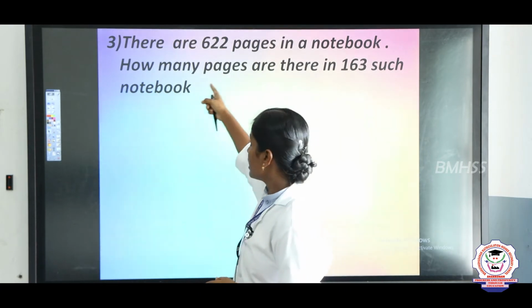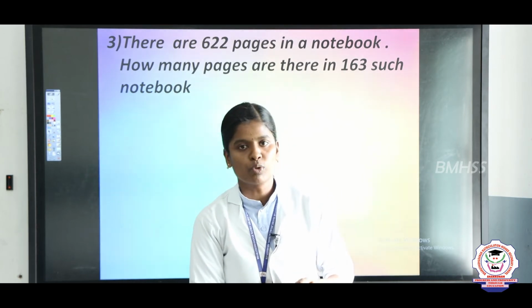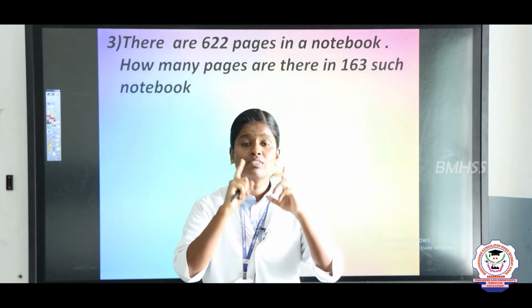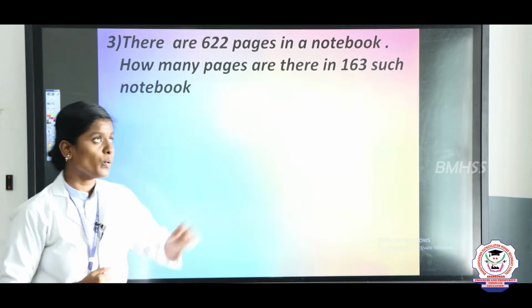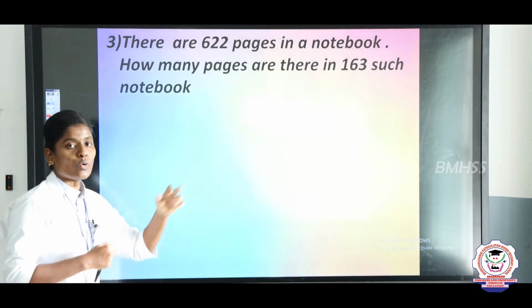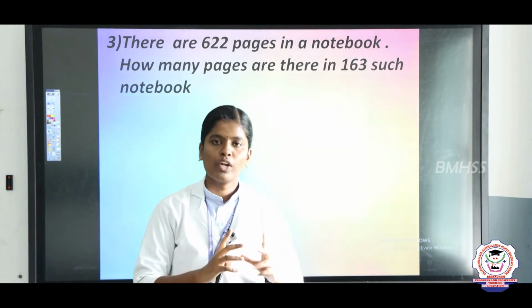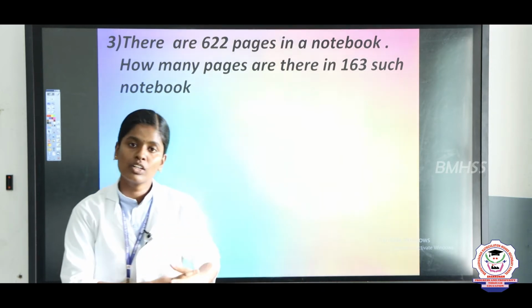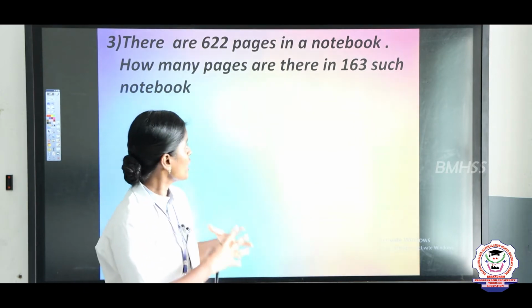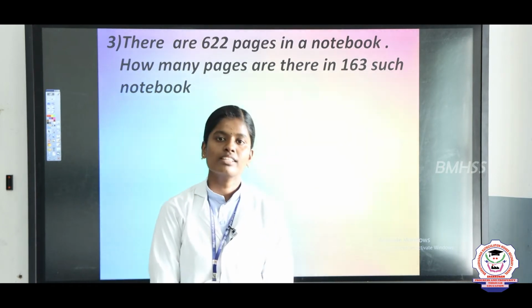Okay, so listen, there are 622 pages in a notebook. So one notebook has 622 pages. Now we are going to find the pages in 163 such notebooks. One notebook equals 622 pages, so 163 notebooks equal 622 multiplied by 163.